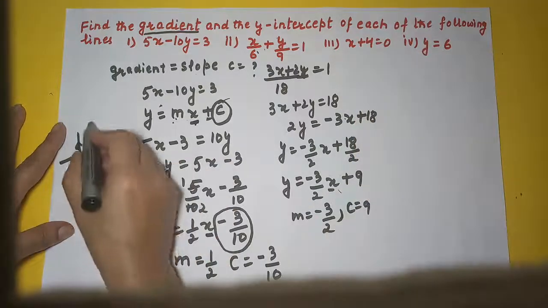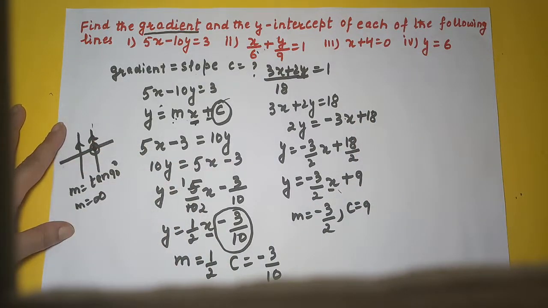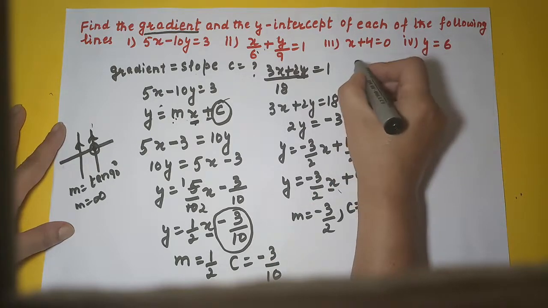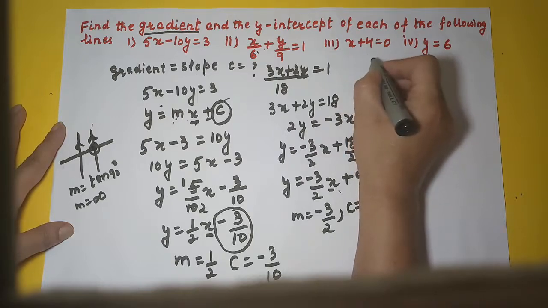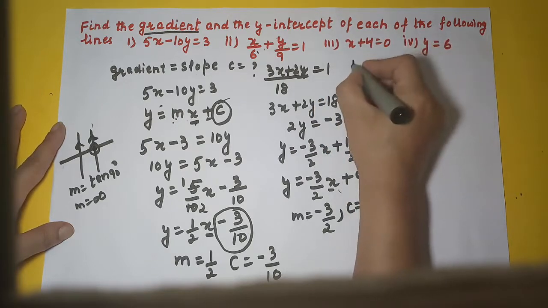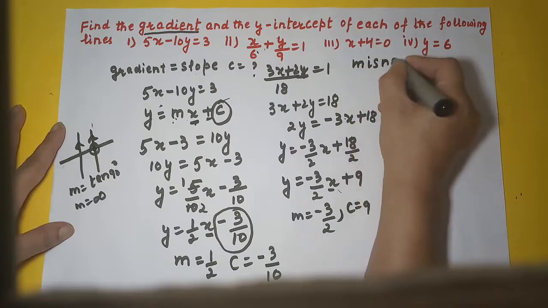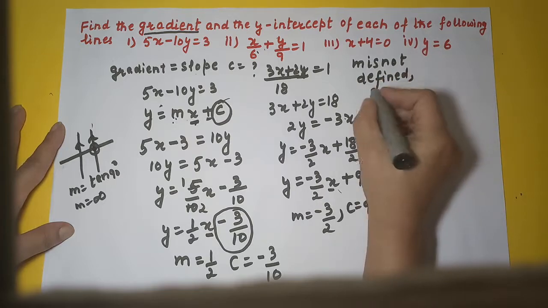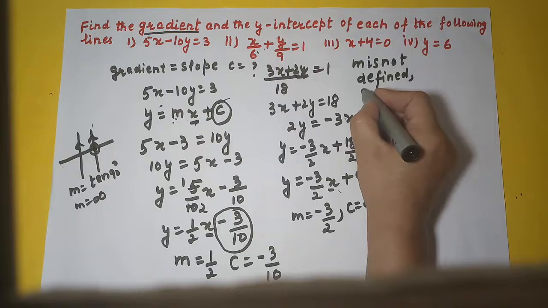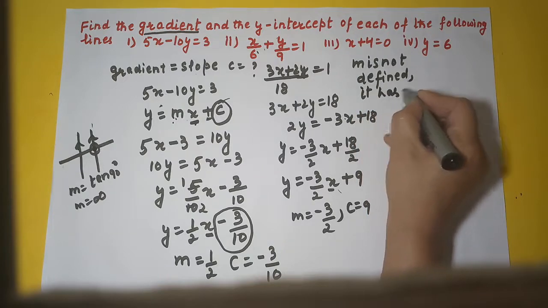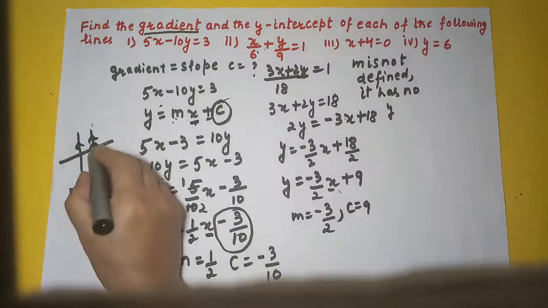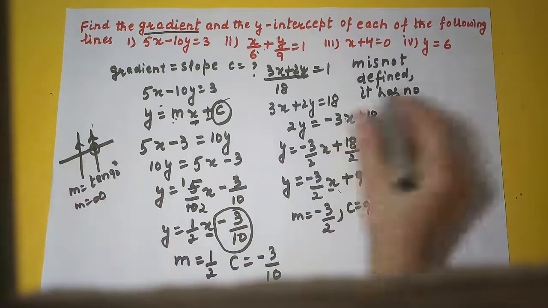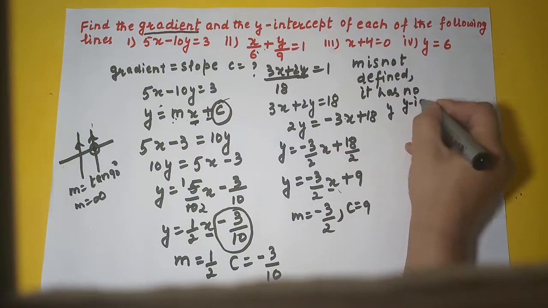And it has no y-intercept because it is not cutting the y-axis at any point. So for x plus 4 equal to 0, this line has slope not defined. So you can write that m is not defined, and there is no c, it has no y-intercept because it has no touch with the y-axis. So it is not cutting off any distance on the y-axis.